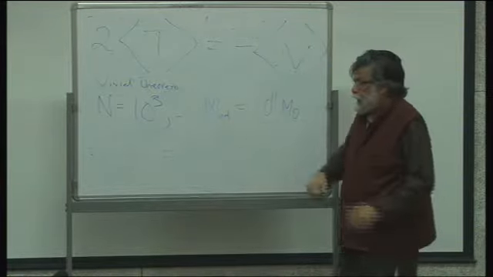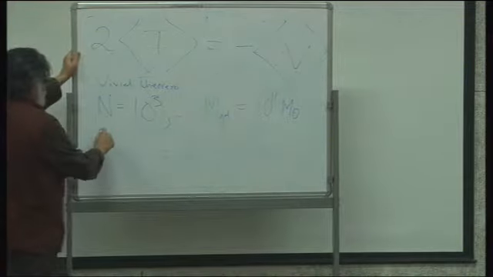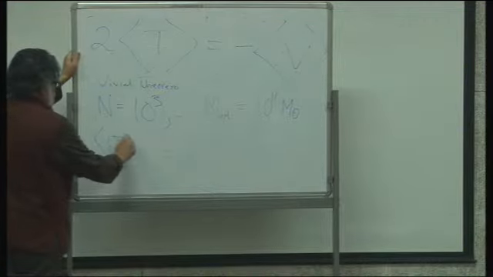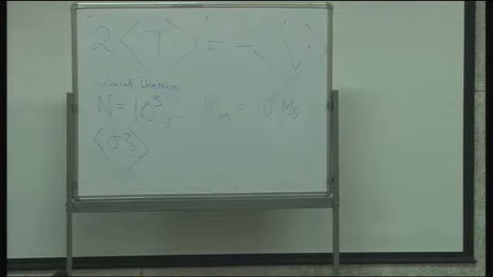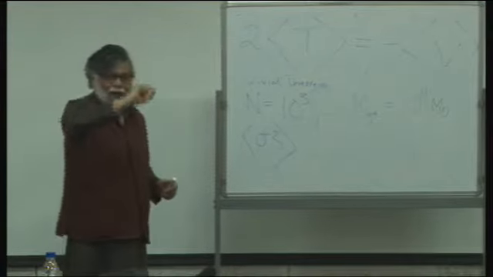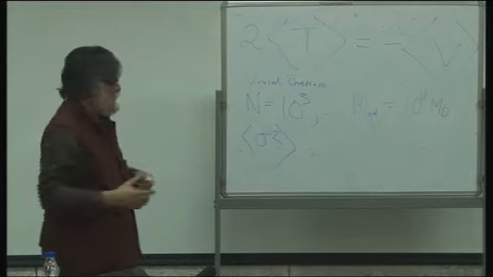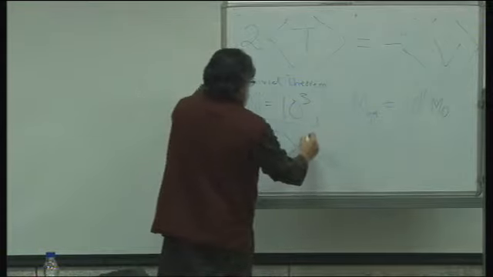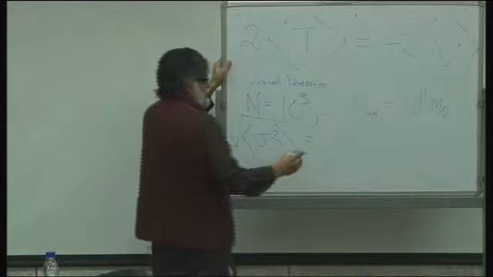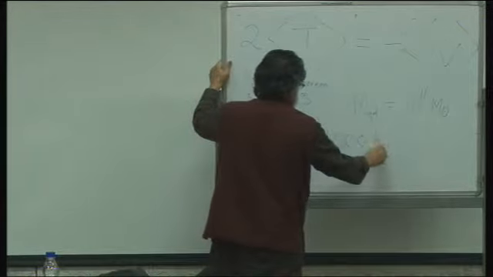Now, typical dispersion velocity. Take sigma squared, where sigma is the velocity of a galaxy, averaged over the cluster. The square root of that for a typical cluster is of the order of 1000 kilometers per second.